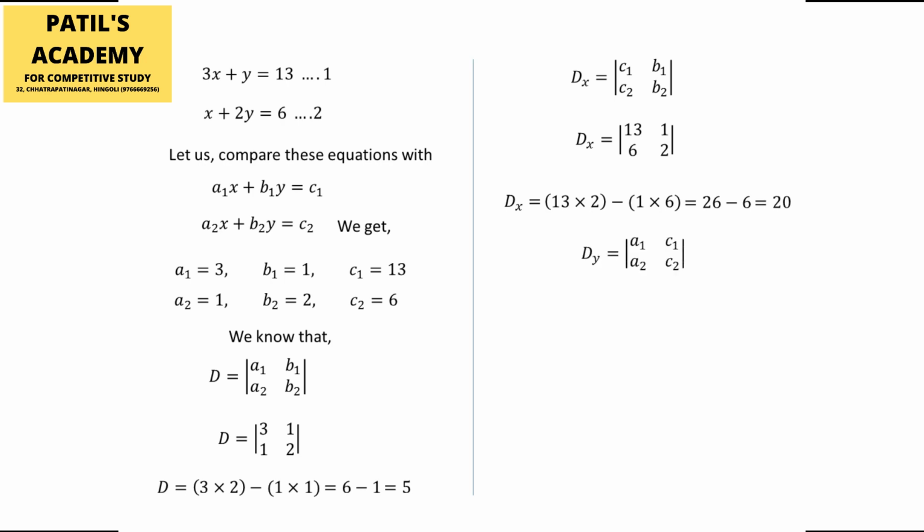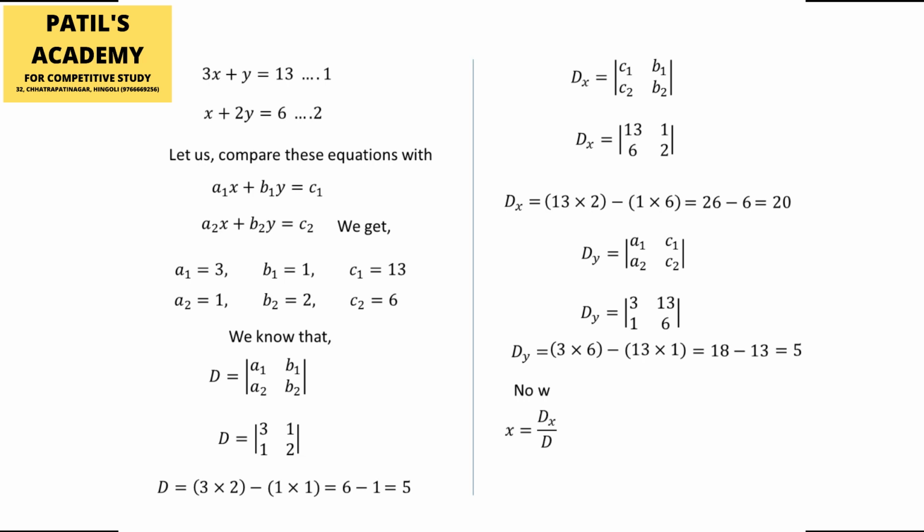Now we will find the value of Dy, as determinant Dy is a1, a2 and c1, c2. We are going to put the values, and we will solve this determinant. Dy equal to 3 into 6 minus 13 into 1. It means that 18 minus 13 equal to 5. Thus we got all the values of determinants.